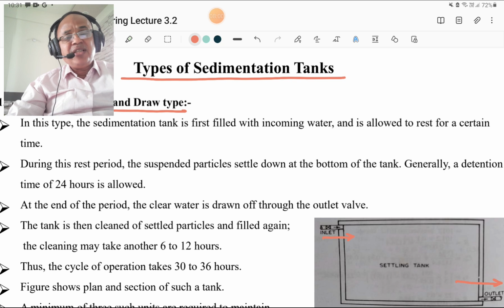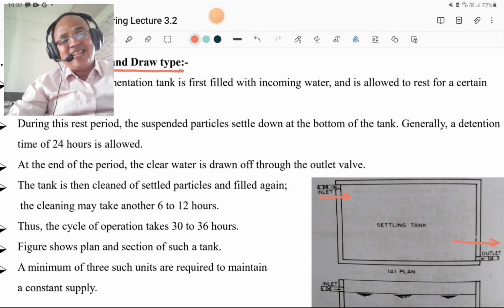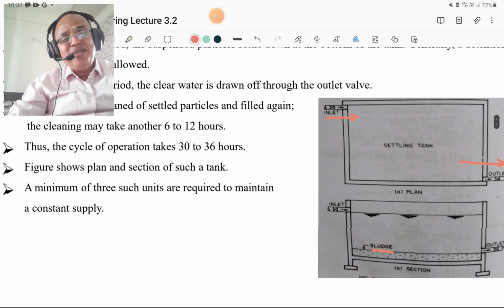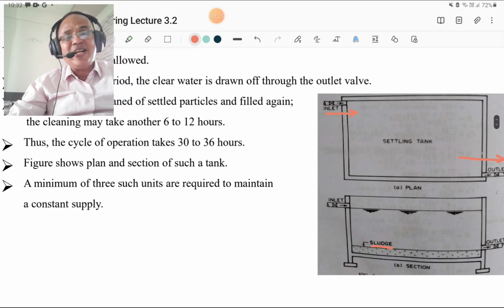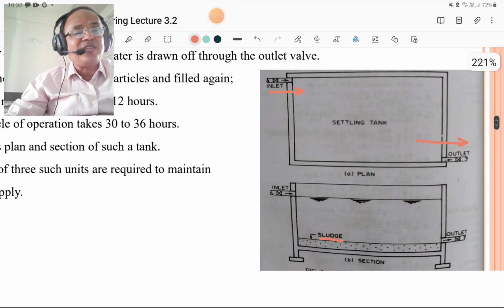At the end of the period, the clean water is drawn off through the outlet valve. The tank is cleaned of settled particles and filled again. The cleaning may take about 6 to 12 hours. The cycle of operation means 24 plus 6 to 12, that is 30 to 36 hours. This figure shows the plan and section of such a tank. A minimum of 3 such units are provided to maintain a constant water supply to the city or town.